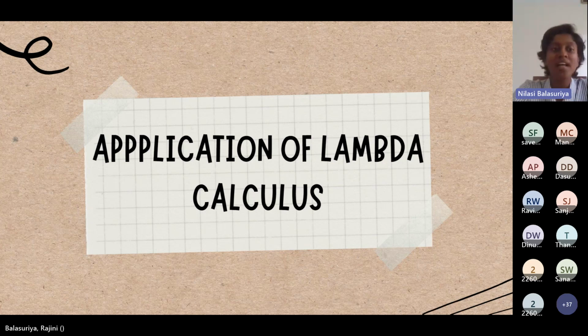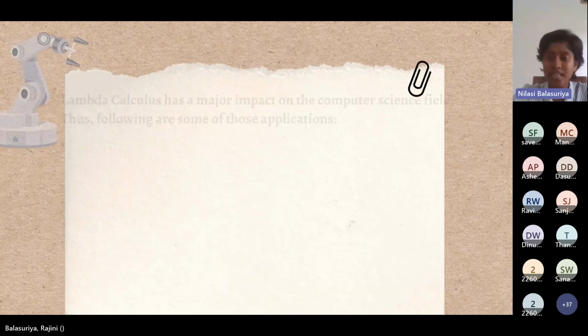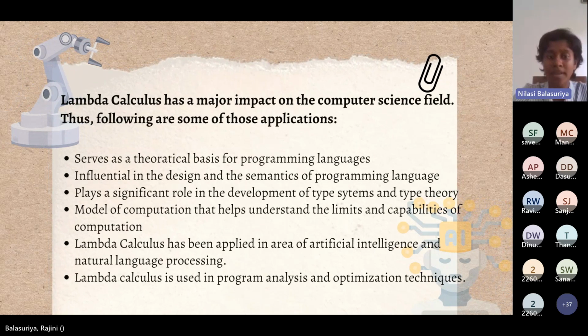Thank you, sir. Lambda calculus is used in the world of computer science in numerous ways with various motives. A few of those applications are: it serves as a basic theory for many programming languages and influences when designing those languages. It is involved in artificial intelligence and natural language processing, plays a significant role when developing type systems and type theory. It helps in understanding the capabilities and limitations of computation, while it is used in optimization techniques and program analysis.